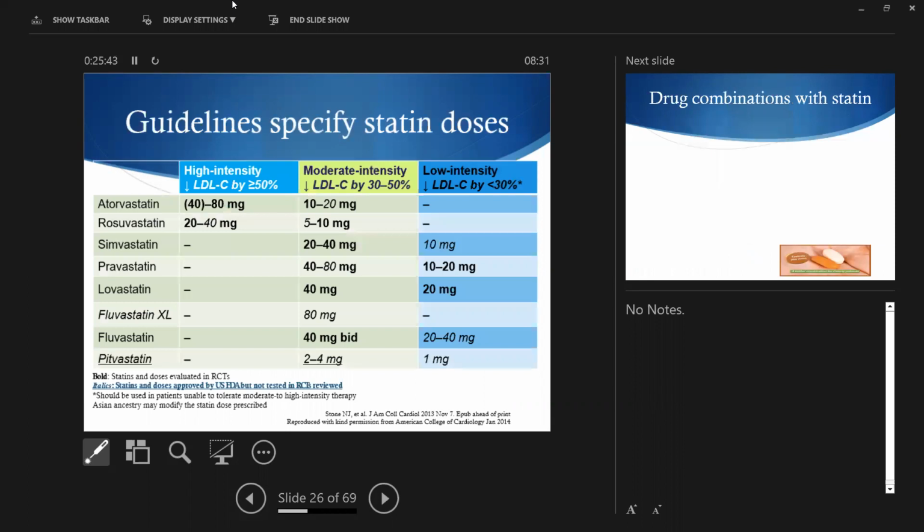So this is how you select a statin and the statin dose. When your aim is to reduce LDL by more than 50%, there are only 2 agents recommended: atorvastatin and rosuvastatin, in a dose of 40 to 80 milligram of atorvastatin per day or 20 to 40 milligram of rosuvastatin per day. When our aim is to bring down the LDL by around 30 to 50%, that's a moderate-intensity statin. You can use atorvastatin 10 to 20, or rosuvastatin 5 to 10, or simvastatin 20 to 40, or other statins as given in the list. When you only need a low-intensity statin to produce LDL reduction of less than 30%, then agents like simvastatin, pravastatin, and lovastatin are recommended.